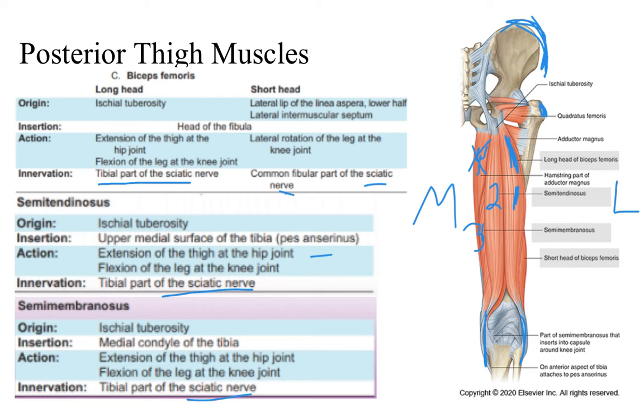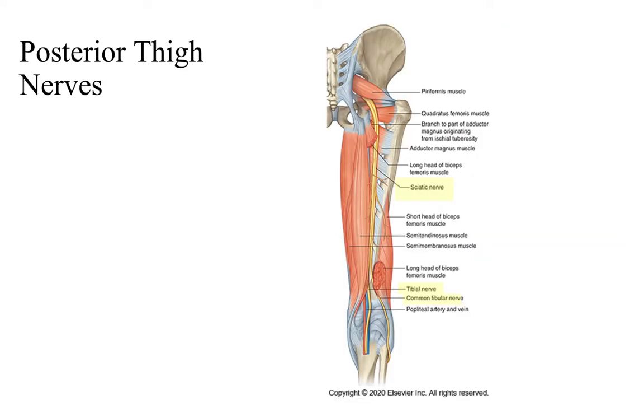That would be more medial, and the tibial part is more medial. Whereas the short head, which is more lateral, is supplied by the common fibular part of the sciatic nerve. And that makes sense because the common fibular part is on the lateral aspect of the sciatic nerve as well. Not much to say as far as nerves are concerned because we've already gone through them.